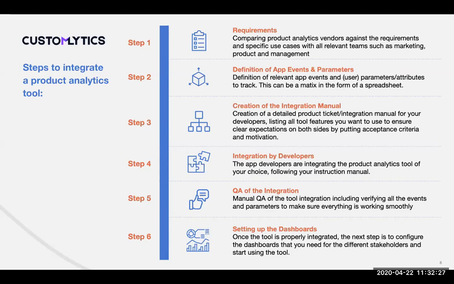Even before the integration starts, there are two very important steps for you to take so that everything goes well and you end up with a solution that does what you want it to do. Step number two is the first part of the preparation of the integration. It's defining all the relevant app events and parameters, or attributes, different names for the same thing, for the integration. So you think, okay, this is my app. What can users realistically do inside of the app? What kind of information do I want to track? Which events have to be there so that I can answer the questions that I have with the tool that I'm integrating?